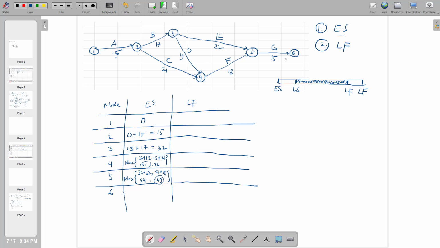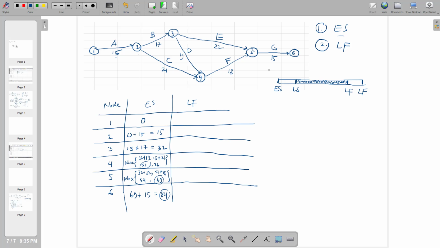Node number 6 is the time of node number 5, which is 69, plus the duration 15, activity G. This one will be 69 plus 15, which is 84. So node 6 is 84.